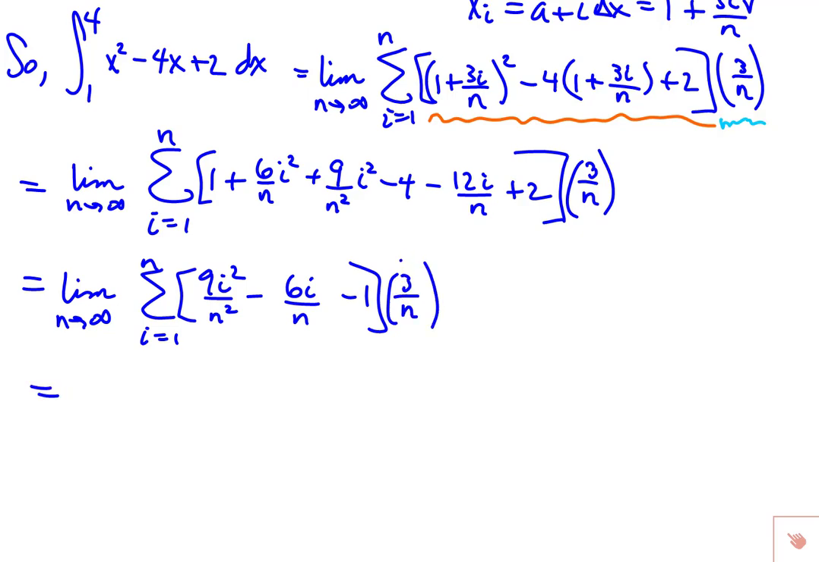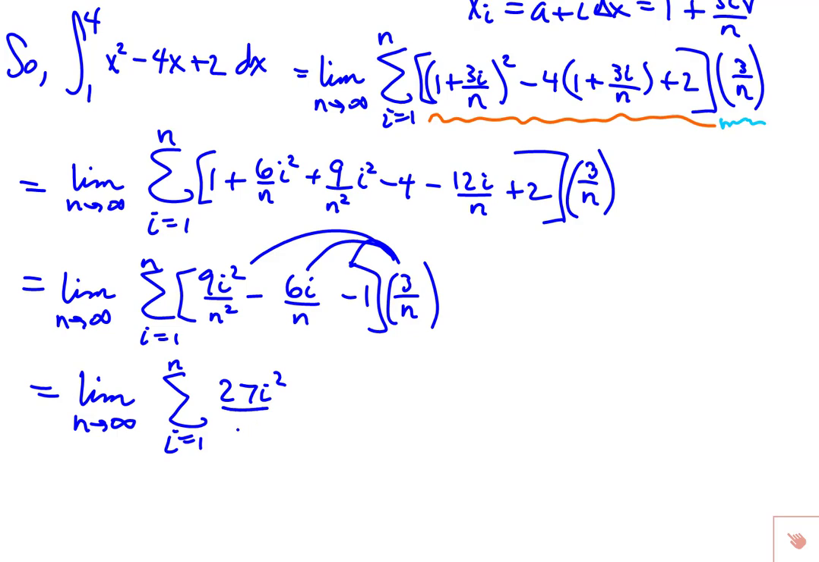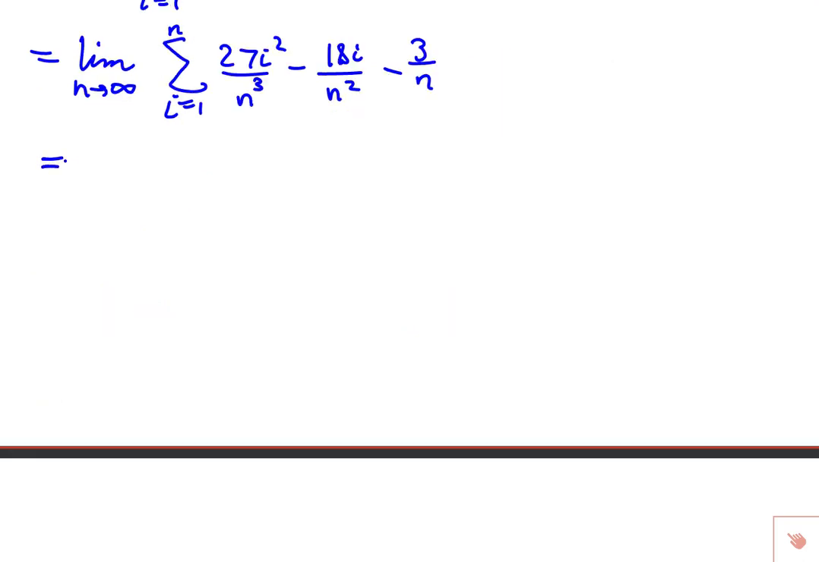And then next, if we were to distribute this 3 over n into all those terms, let's rewrite yet again. We'll have the limit as n approaches infinity of the sum from i equals 1 to n. Now we would have 27i squared over n cubed, and then minus 18i over n squared, minus 3 over n. Let's rewrite what we have yet again.